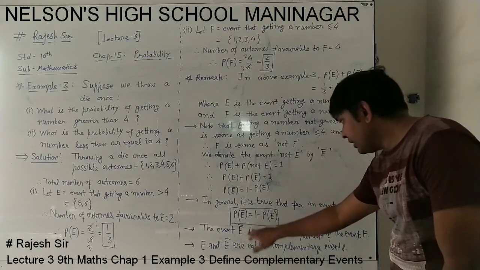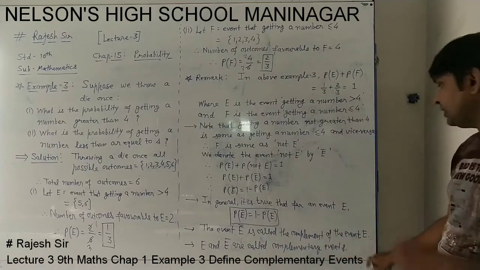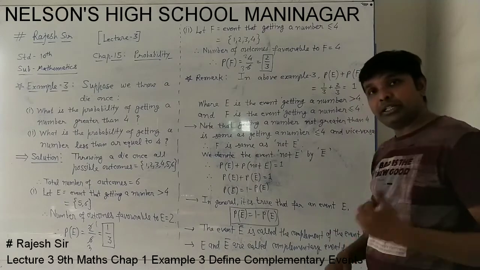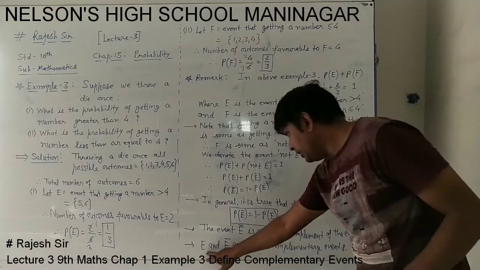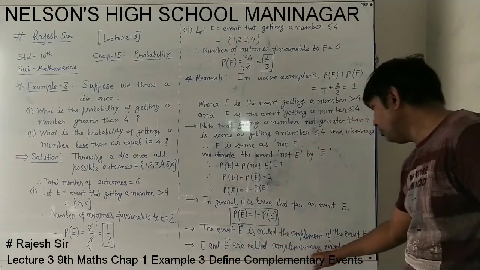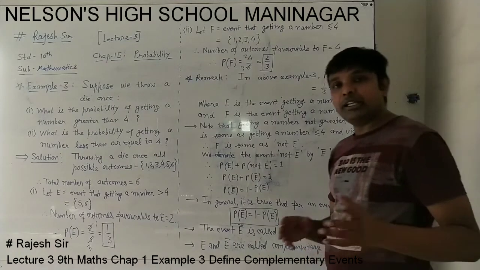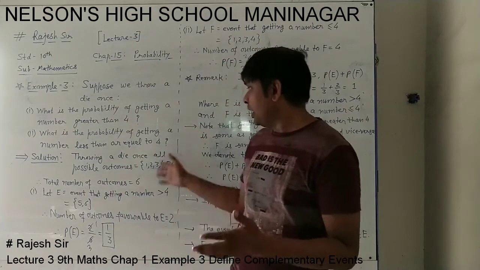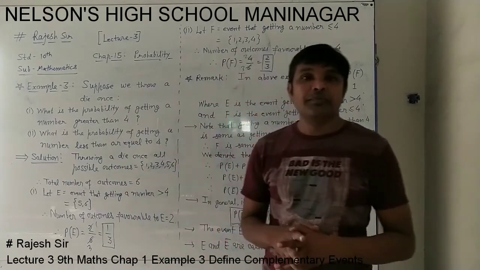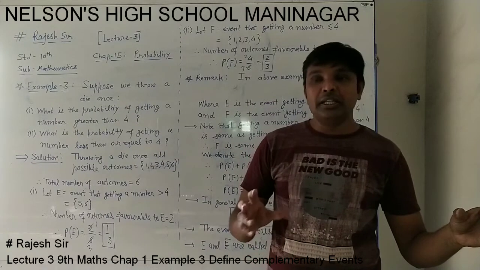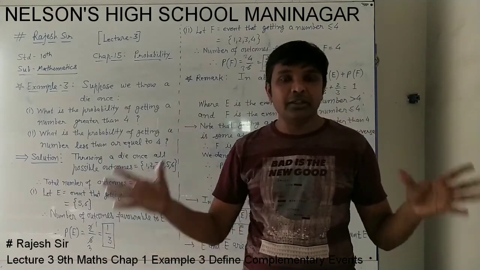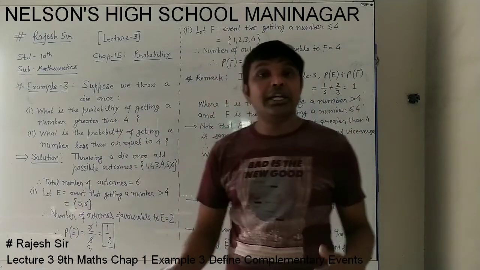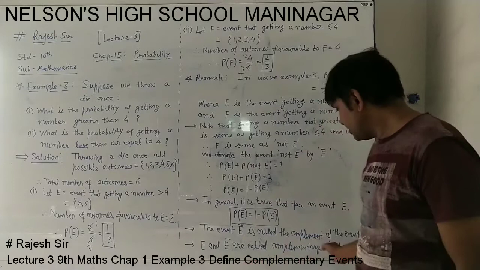Now the event E bar is called the complement of the event E. This event E bar is called the complement of the event E, and the events E and E bar both are called complementary events. E and E bar are called complementary events because, among all possible outcomes, if E is happening, then E bar is not happening. If you unite them, it will give all the possible outcomes. So they are called complementary events.